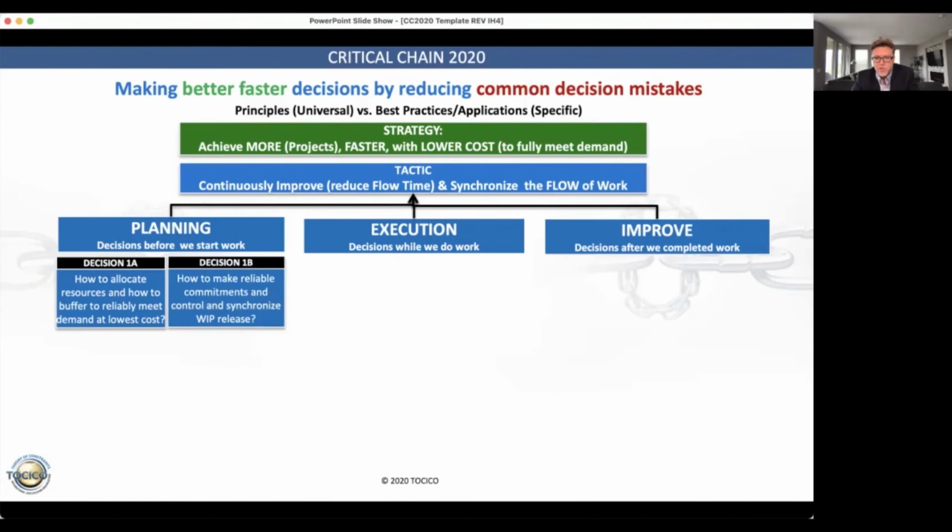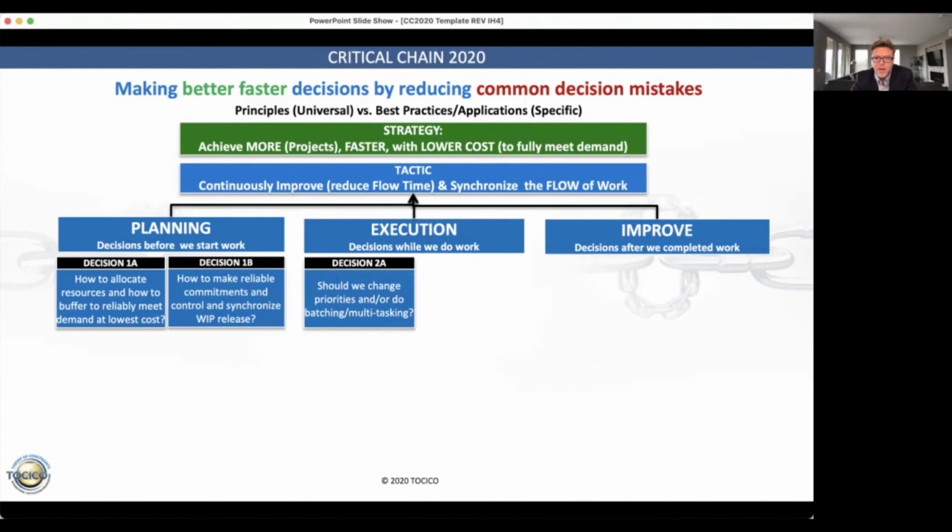The second major decision is, once we've decided on the allocation of resources and how we're going to buffer, we have to make reliable commitments. We have to be able to quote reliable lead times, for example, but we also have to control and synchronize, based on those commitments, how we are releasing WIP into the system. I mentioned that there's a backlog component, which is before we release it, and then once we release it, it goes into process and into queue. We need a way of controlling and synchronizing the release of work. That's on the planning side.